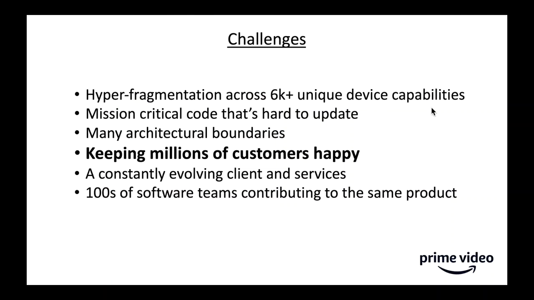We also have, our app is now on thousands of different unique device types, and it's not just hard, it's impossible for us to manually test that every change works with every device. It's just not possible. We have hundreds of software engineering teams just in Prime Video, and we have over 1,000 software engineers, and they're all effectively working on the same product. Now, these teams have done a great job of creating architectural boundaries, but when one team makes a change that another team doesn't expect, it can result in a bad customer experience. And of course, at the forefront of our minds, and I've got it in bold, is we want to keep our millions of customers happy.